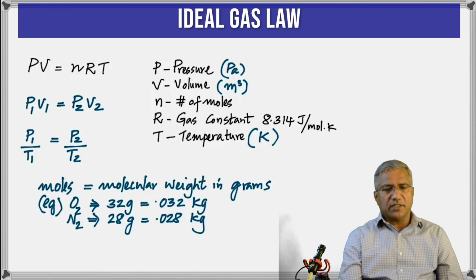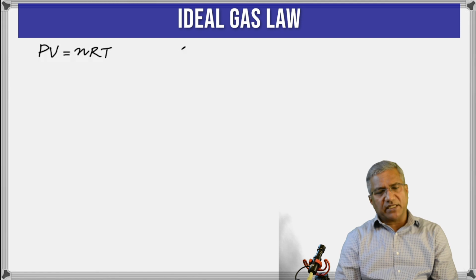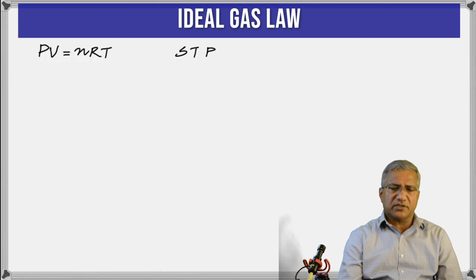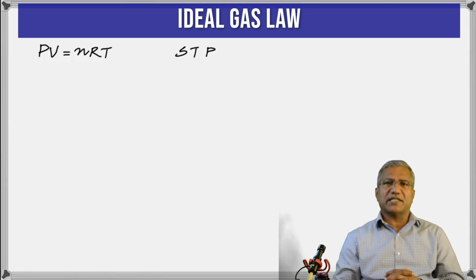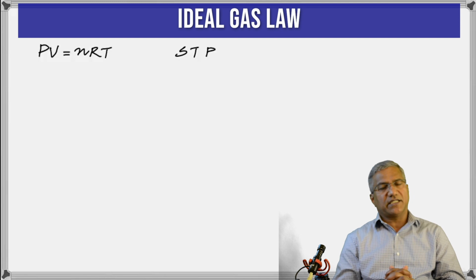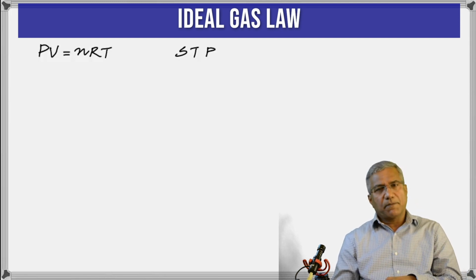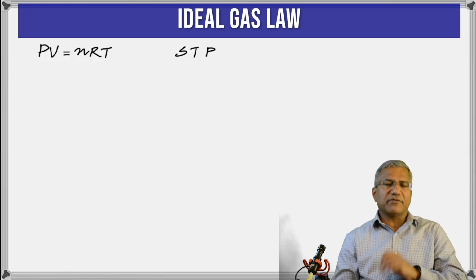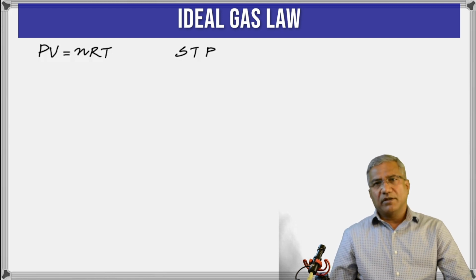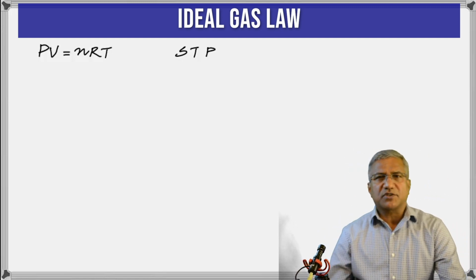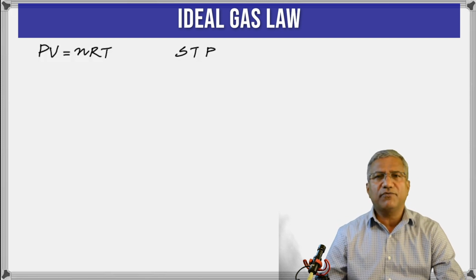Okay, so let's do a problem on that. So PV is nRT, and the problem here is I'm going to consider that you have any particular gas at STP. Now what is STP? Standard temperature and pressure. Standard temperature is 273 Kelvin and standard pressure is 1 atm. But we can't use atm, so you have to remember 1 atm is 101,325.